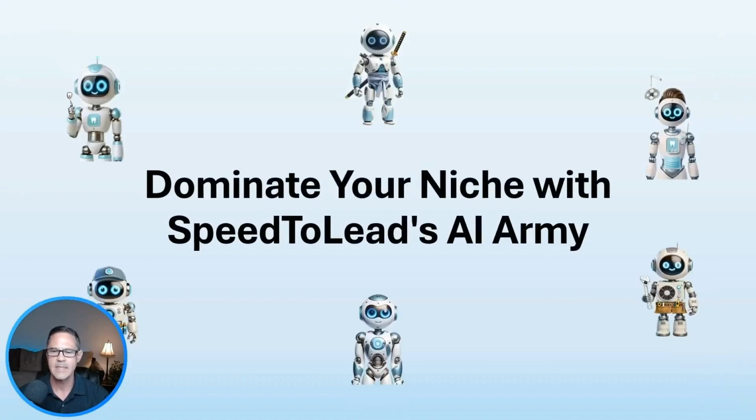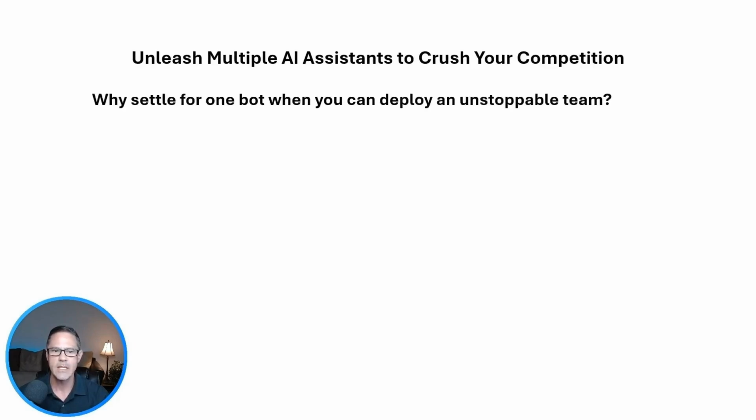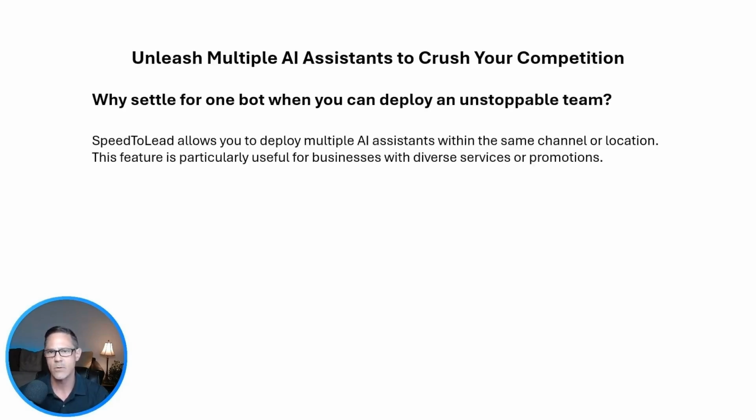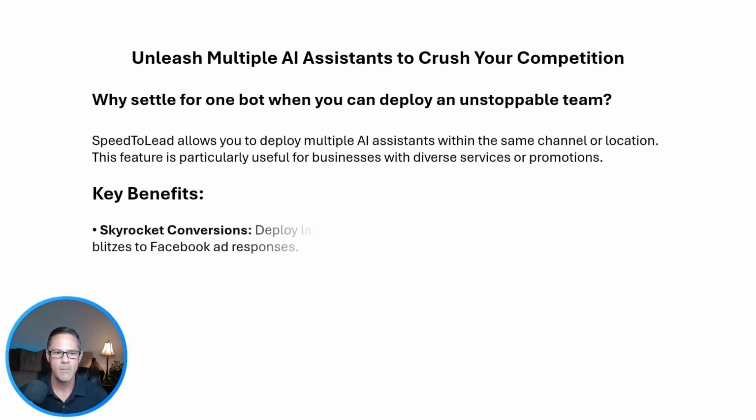Okay, I'm going to walk you through how you can dominate your niche with SpeedToLead's AI Army. SpeedToLead allows you to deploy unlimited bots per channel or location or project. And I'll walk you through some of the key benefits of why you may want to do this. First of all, you can deploy laser-focused AI bots for specific campaigns and also for reactivation. So you wouldn't want the same bot to be doing reactivation and also be doing inbound traffic on your website.